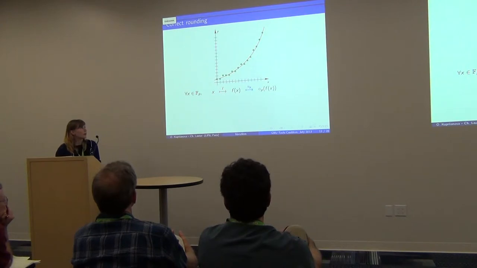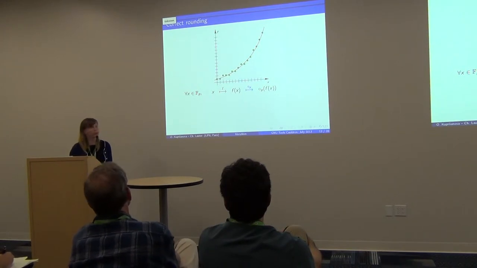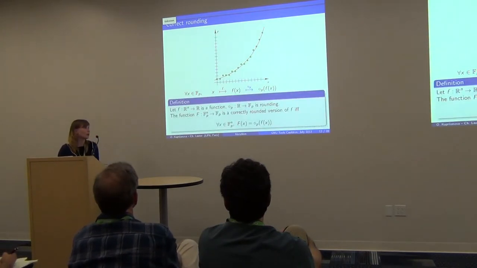Finally, we'll get the discrete set of function values. And we have a definition of the correctly rounded function. So if it is the same as the rounding of the transcendental function, this function f uppercase will be called the correctly rounded version.